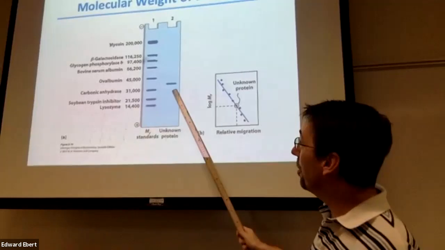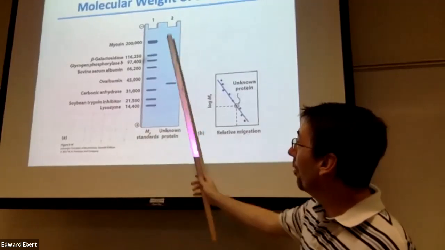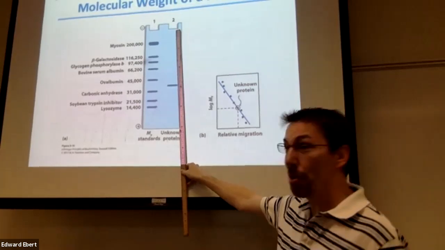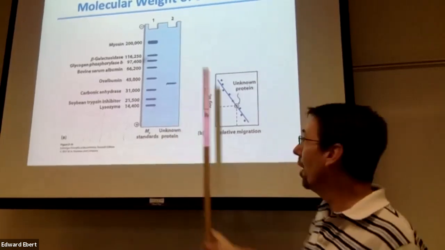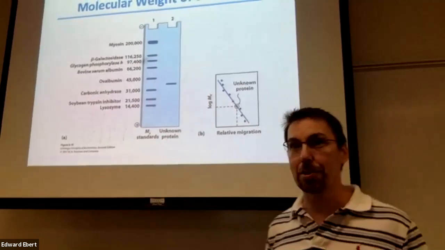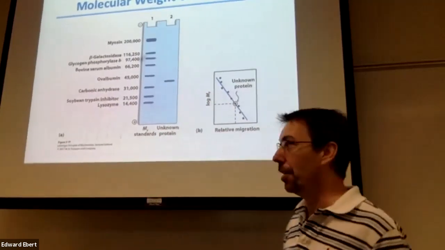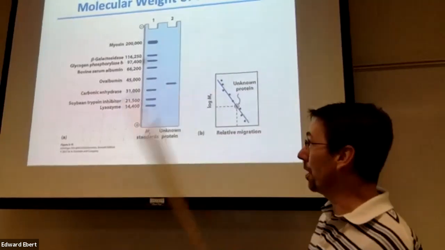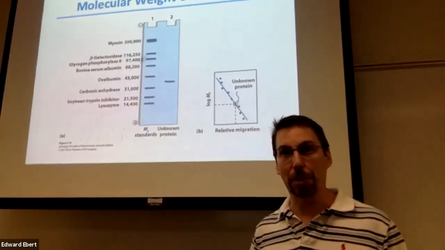My unknown protein, well, I don't know its molar mass, but I can measure how far it migrated down there. I can plug that into my line equation to get the log value of the molar mass. I take the anti-log of that, and it'll give me the actual weight.